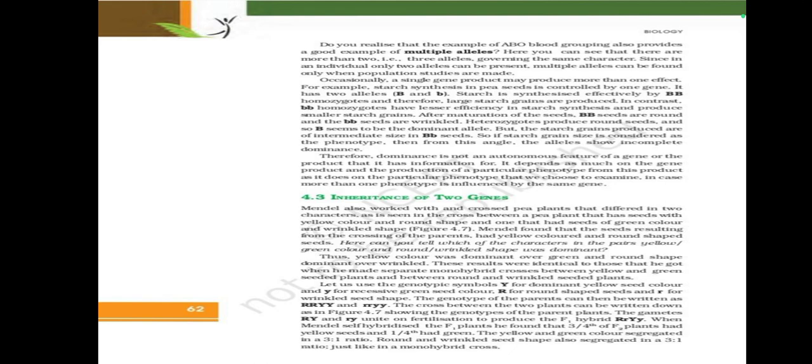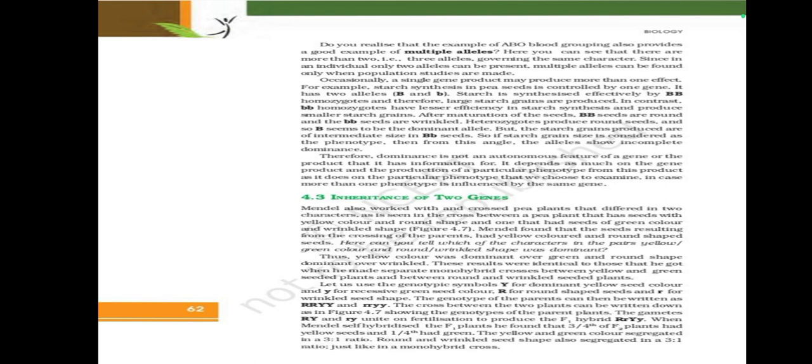Let us use the genotypic symbols. Capital Y is for dominant yellow seed color, and small y for recessive green seed color. Capital R is for round shaped seeds, or small r for wrinkled seed shape. The genotype of the parents can then be written as capital R capital R, capital Y capital Y, and small r small r, small y small y. The cross between the two plants can be written down.